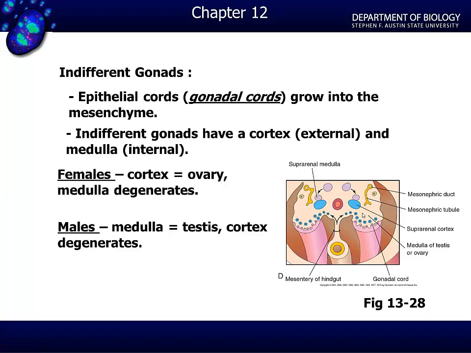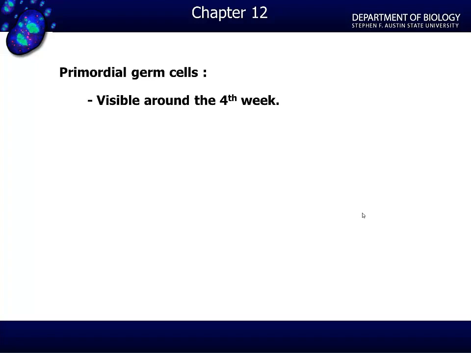Now this is sort of a generalized view, but it pretty much holds true as we follow through the development. In females, the cortex is going to become the majority of what we know as the ovary. The medulla, by and large, is going to degenerate. And it's just the opposite in males. Males, the medulla is going to become the bulk of the testes, whereas the cortex is predominantly going to degenerate. And so we'll see in our gonadal development, also our genital tracts, this is going to hold true. We can just expect the opposite happening in males as it does in females.